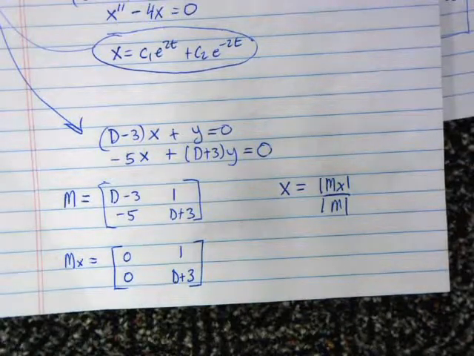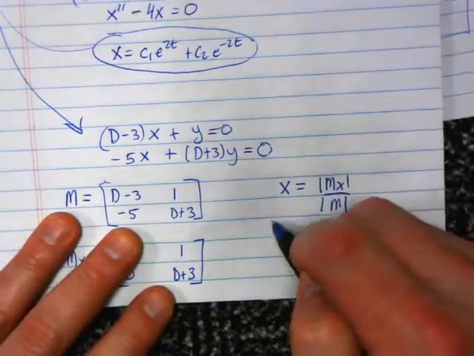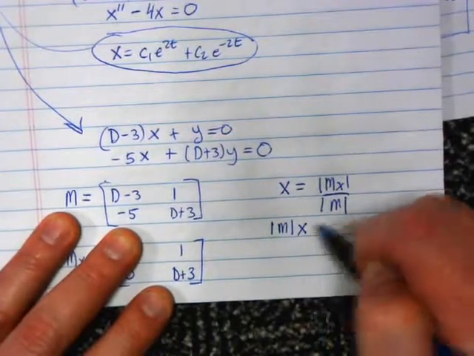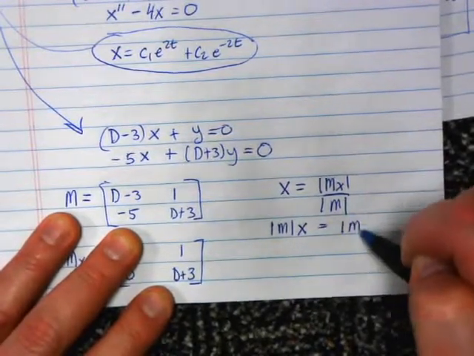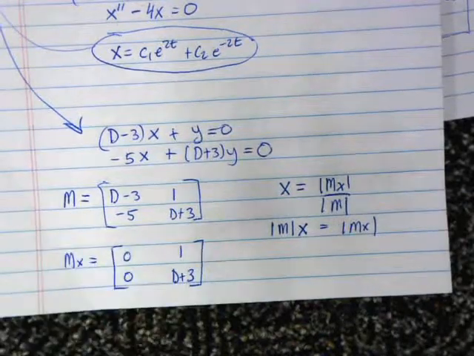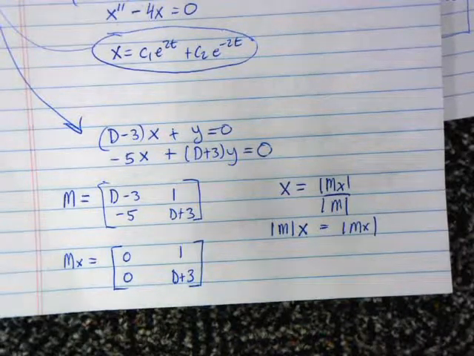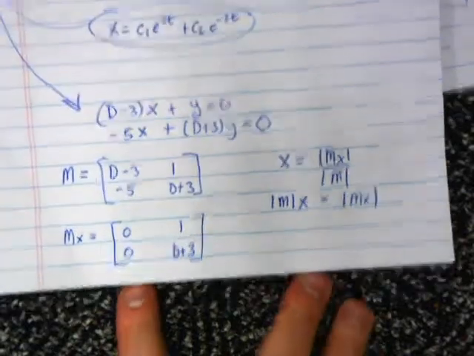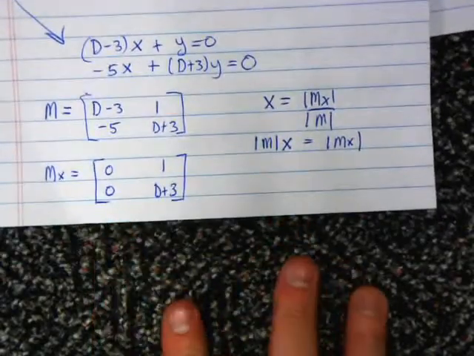When you do it with differential equations, you typically write it this way: the determinant of M times x equals the determinant of M sub x. So what did I do? I just multiplied both sides by the determinant of M.